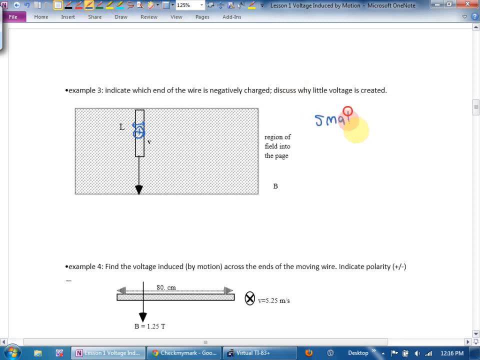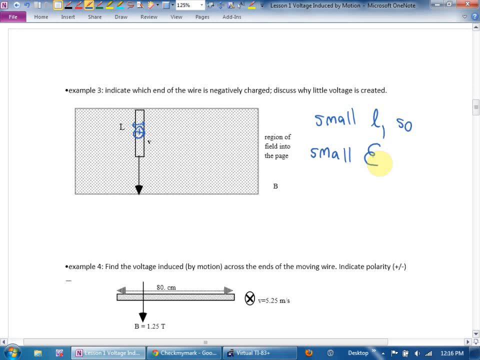Small L, so small EMF. Classic multiple choice question, by the way. They'll give you four diagrams and they'll say, in which of these would the largest EMF be created? I'll bet you three of the diagrams, the bar is either parallel to the magnetic field or parallel to the direction of motion. It's not that you won't get zero, but it'll be close enough to zero that, what's the point?